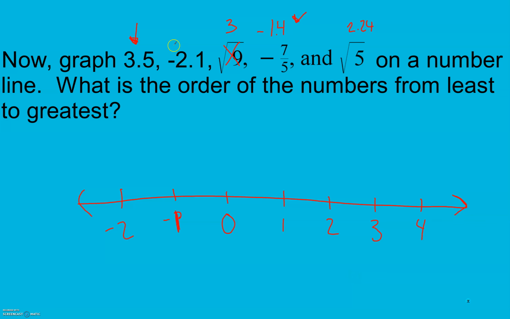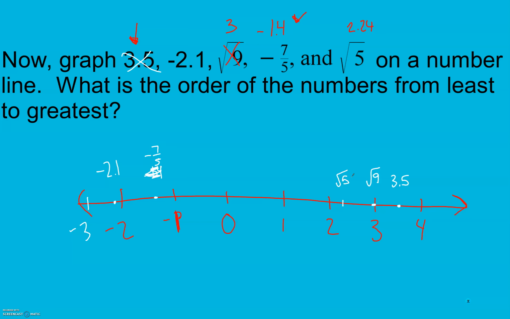So 3.5 is in between 3 and 4, right in the middle. And again, label it with the exact values they gave us. Negative 2.1 is in between negative 2 and negative 3. Sorry, I needed a negative 3 there. Put your point and label it 3 for square root of 9. Negative 1.4 is between negative 1 and negative 2, a little bit closer to negative 1. But again, we want to label it with the exact value, so negative 7 over 5. And square root of 5 is about 2.24.